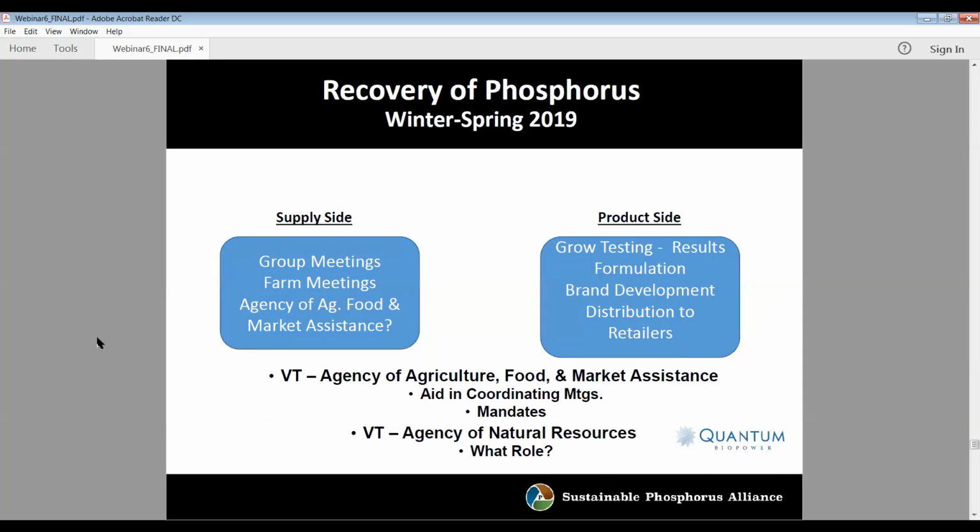grow testing using a formulation brand development that's being developed at UVM with Eric Roy in collaboration with the Magic Dirt people. All right. We will be distributing this over some period of time to retailers, and we've had a number of questions, as working with Vermont on who has what role, and we're rolling this out, and it's a very aggressive schedule, but we're committed to doing it.